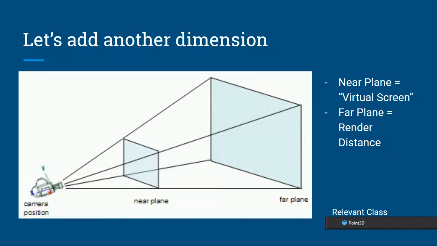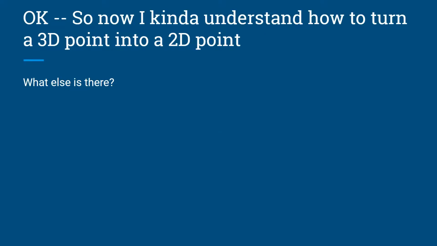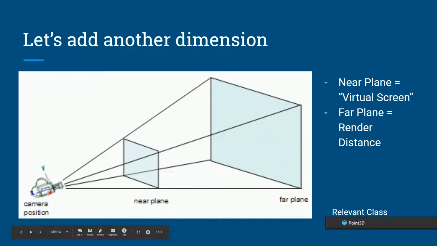When you move into 3 dimensions, this is basically your field of view, and this first point over here, the near plane, is like your virtual screen. Let's say this is at x equals 10. That's what you're scaling everything to. You're moving everything onto that plane, shrinking it. You're scaling it from, let's say this far plane is 100 in Z, down to this plane, which is 10 in Z. So you're just scaling it back by 10. The relevant class for that is the Point3D class as well, because that takes care of it.